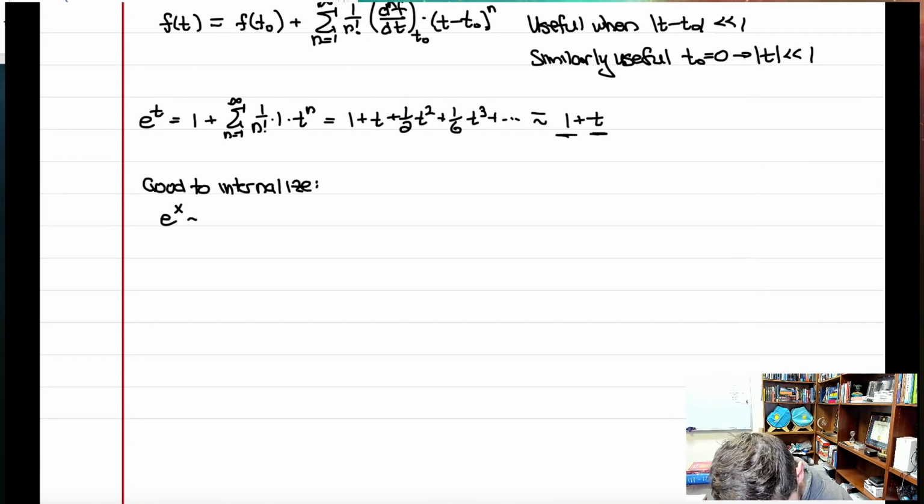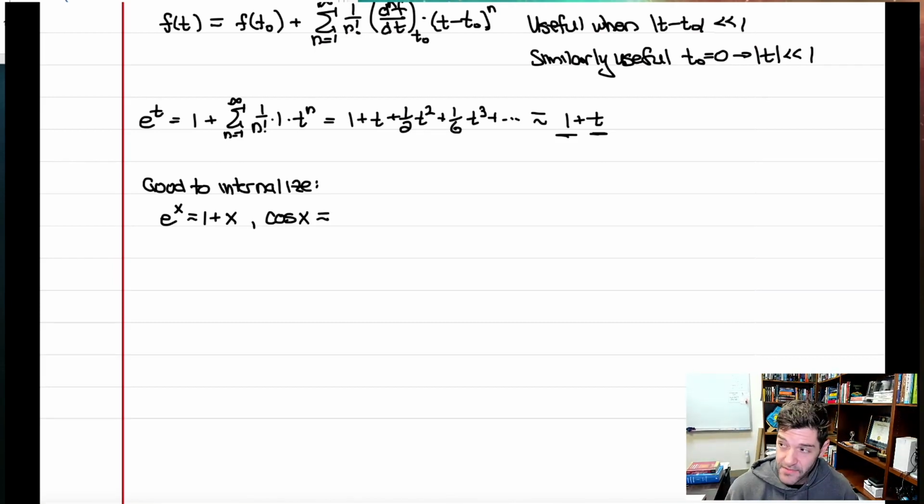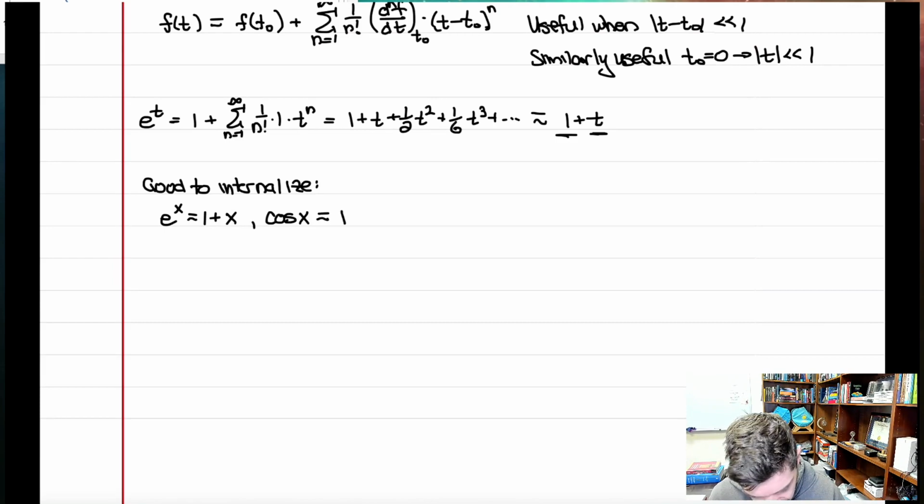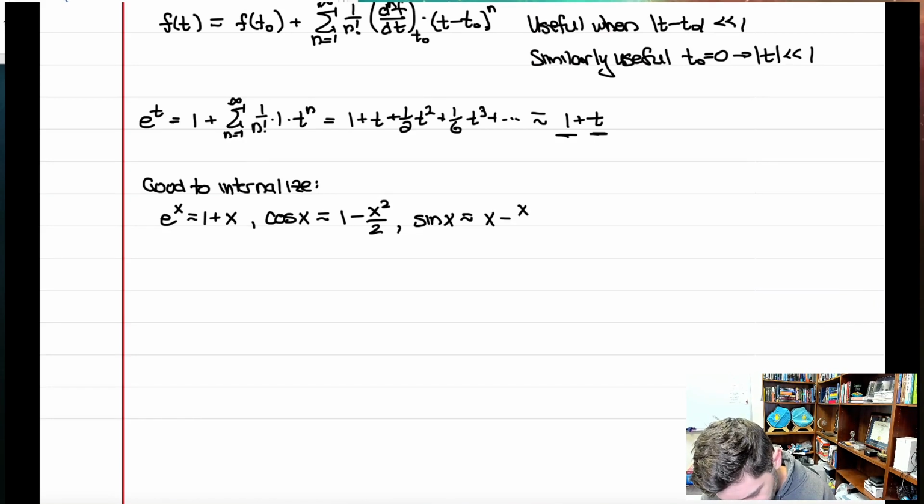e to the x, I'll use x in this case because I'm trying to be general, is about 1 plus x. The sine functions, cosine of x, when x is very small. Well, I know cosine of 0 is 1, so I know it's going to be 1, but then the perturbation on top of that is minus x squared over 2. Sine of x, I know sine of 0 is 0, so I expect there not to be a constant term out front. So it turns out the leading term is x, and then if you have an additional term, it's x cubed over 6.